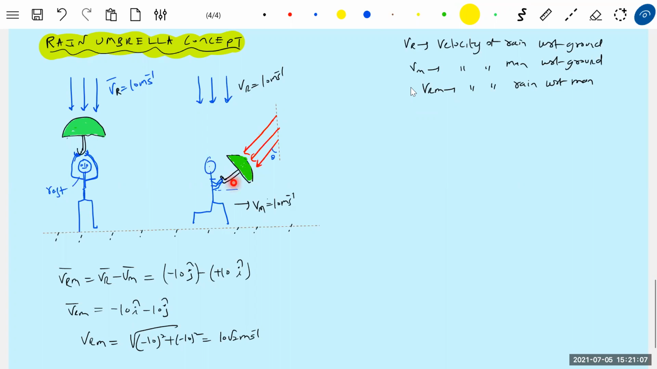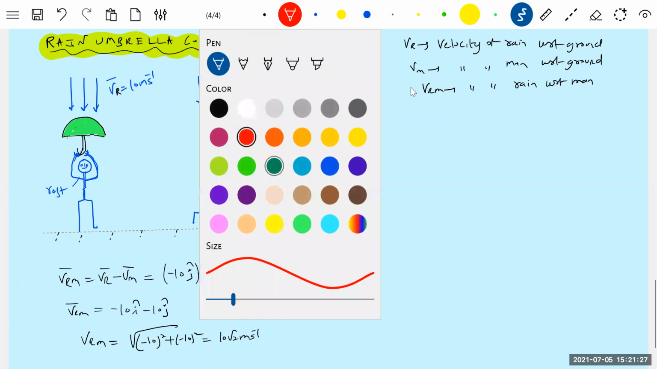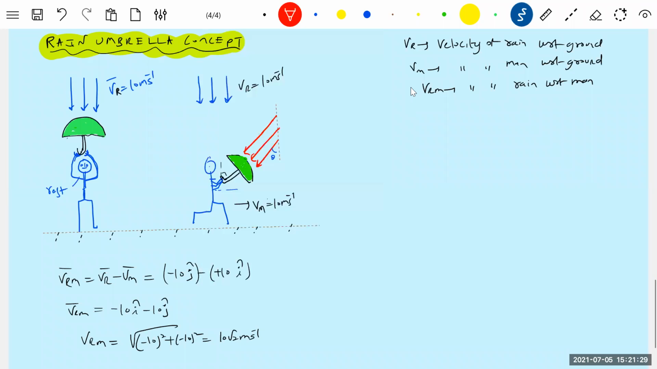If he stops running, then immediately you should make the umbrella vertically up. If he starts running at 10 meters per second, then you should tilt it. Then how much should it tilt? You should tilt it through an angle. Can we get that angle? I think this is theta. You should tilt it at an angle. Can we calculate that theta?